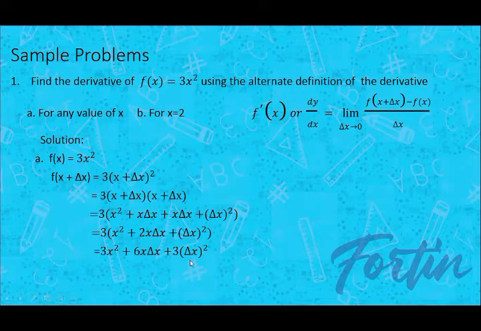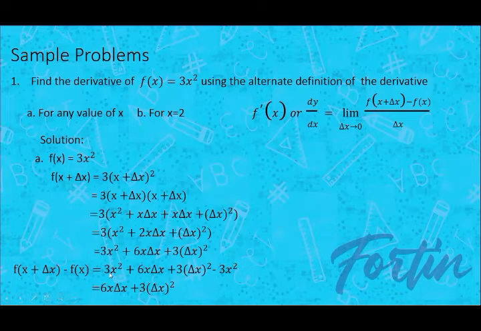Okay, and then according to the definition, after we simplify, we subtract the original function of x, which is minus 3x squared. So what will happen? The 3x squared and minus 3x squared will cancel out. So what remains is 6x delta x plus 3 delta x squared.